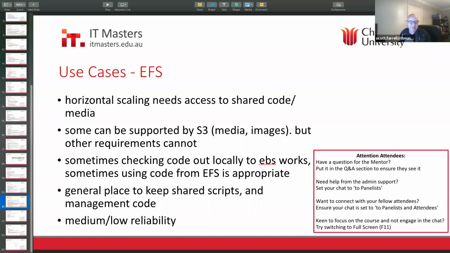What most people use it for is a general place to keep shared description management code. So if you want some code accessible to all your instances, you know, a lot of IT folk connect up EFS to every instance, so they've got access to some general tools and so forth. And I'd say it's medium to low reliability compared to some of the other solutions. So I wouldn't put files there. Like S3 is super critical for super reliability, but EFS is not like that.